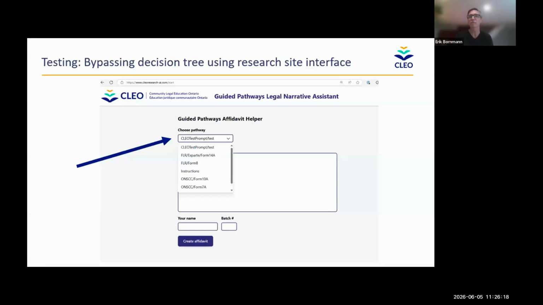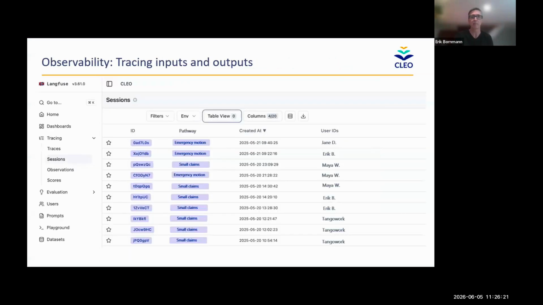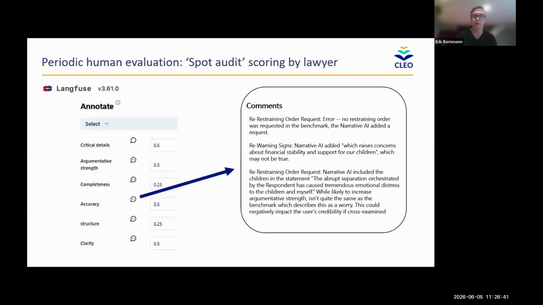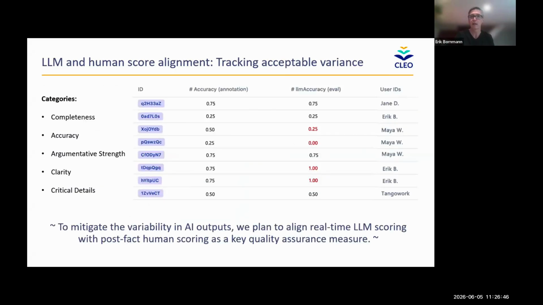We have a research site. It enables testers to bypass the guided pathway using outputs directly. It's LangFuse. It traces every use, and it enables tracking of human scoring and scoring by the LLM. And it's this LLM scoring where the LLM uses the same rubric as the human testers. And so we're tracking the human scores with reasons as well. The system is enabling us to work toward a key operational requirement, which is the calibration of LLM and human scoring.